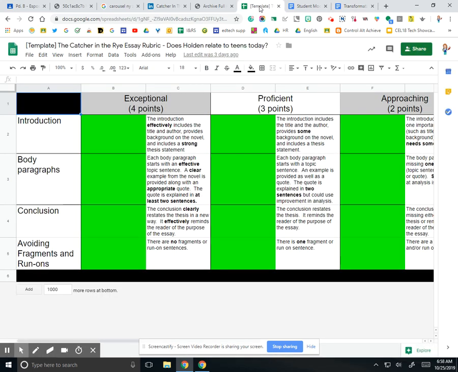I'll remind you of the rubric. So to get the highest score for your introduction, you want to effectively include the title, author, pertinent background information, and a strong thesis statement. For your body paragraphs, each body paragraph starts with an effective topic sentence, a clear example from the novel, appropriate quote, and an explanation in at least 2 sentences. Your conclusion clearly restates the thesis in a new way. It effectively reminds the reader of the purpose of the essay. And since we've been practicing avoiding fragments and run-ons and no red ink, there should be no fragments or run-ons.